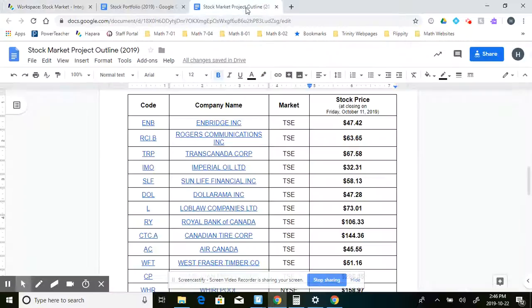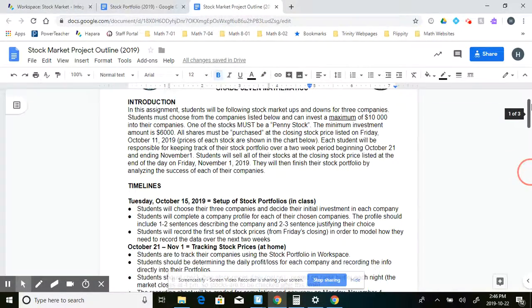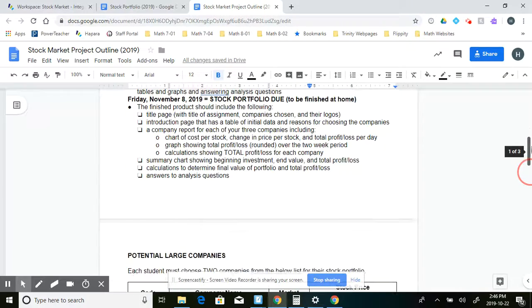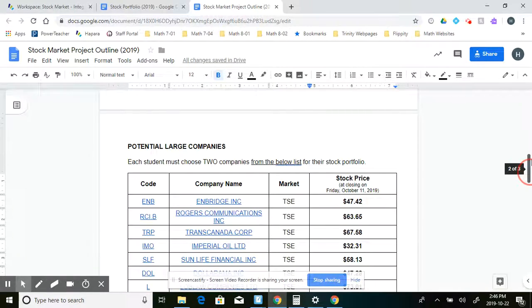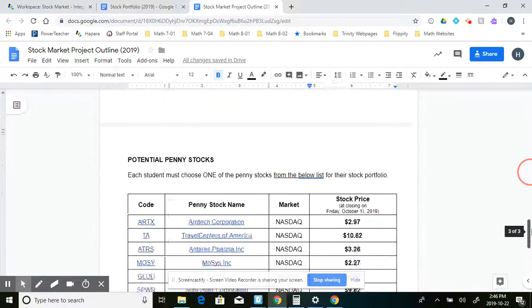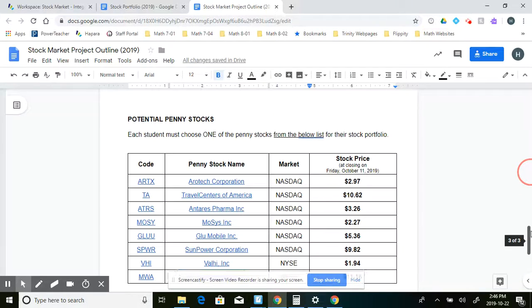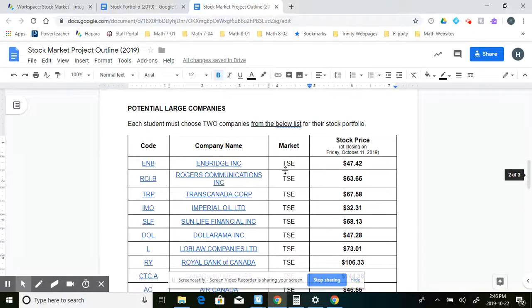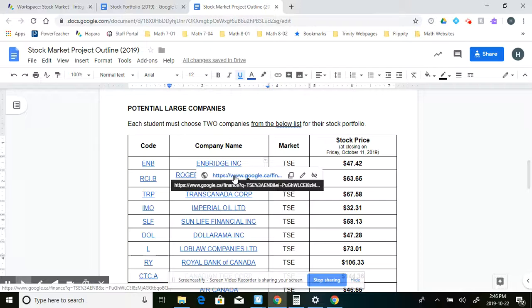When you click on that, this opens up, gives you some general dates for the assignment, and then it also gives you the companies that you can choose from. For this assignment, you are supposed to choose 2 larger companies from this list and 1 penny stock from this list as part of your investments. Any of these, when you click on them, gives you a link to the Google Finance page for that particular company, so you can see how they've been doing over the past day or month or year, just to see if you think it would be good to invest, with some background information about how the company's been doing on the stock market thus far.